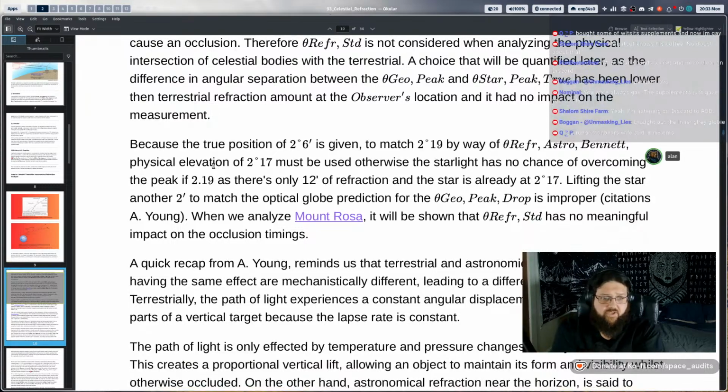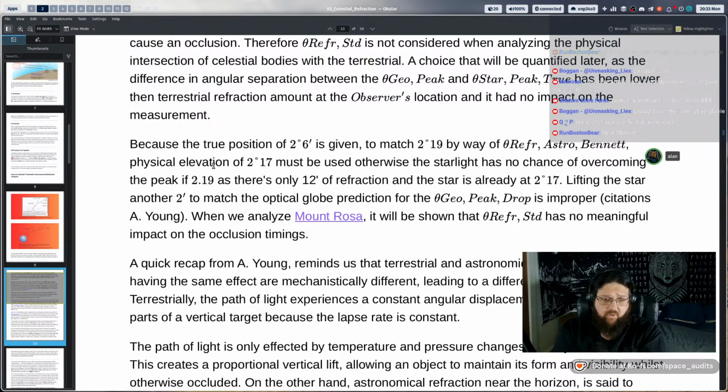Because the true position of 2.6 is given to match the 219 by way of astronomical refraction, lifting it to 217 and then allowing for terrestrial to make up the last 2 difference for 219, there's only 12 arc minutes of refraction and the star is already at 217. Lifting the star another 2 arc minutes to the optical globe prediction for the globe geometric peak is improper. Citations from Andrew Young will apply here, and we'll go over those in a minute.